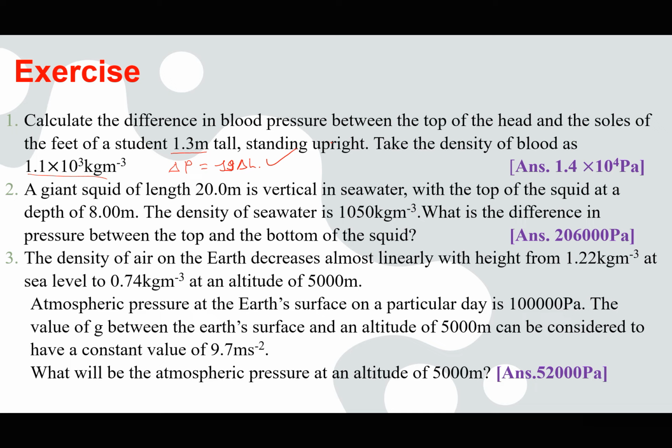A giant squid of length 20 meters is vertical in seawater with the top of the squid at a depth of 80 meters. The density of seawater is 1050 kilograms per meter cubed. What is the difference in the pressure between the top and the bottom of the squid? So because the length of the squid is 20 meters, with the top of the squid being at a depth of 80, I know this will confuse a lot of students.